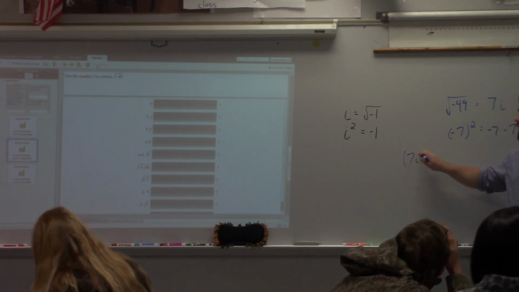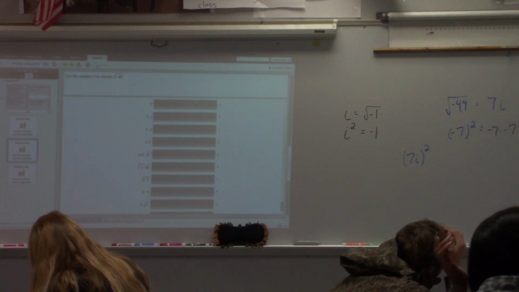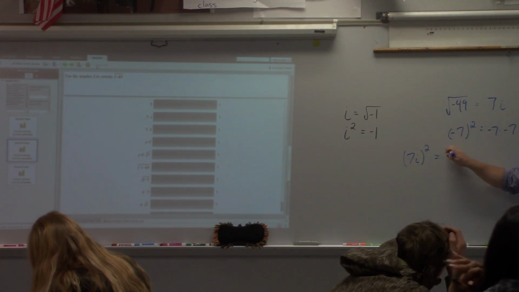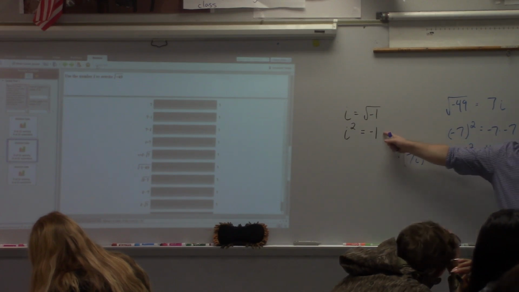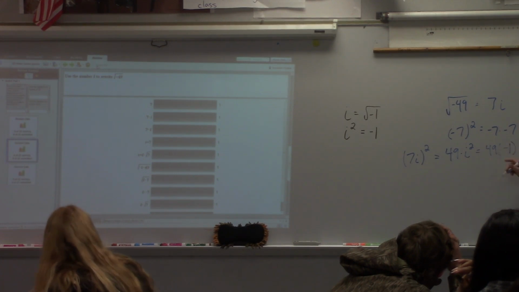That should have been our answer. So I want to point this out. Remember, what squared gave me -49? If I square 7i, what's 7 times 7? 49. Then i is literally squared, and what is i squared? This is that defining characteristic. Mathematicians defined it so that i squared is equal to -1, and 49 times -1 is -49. That's all we're looking at.